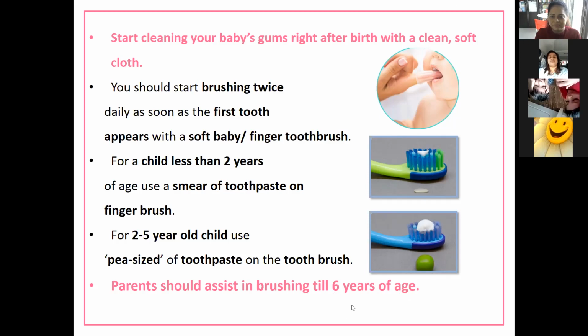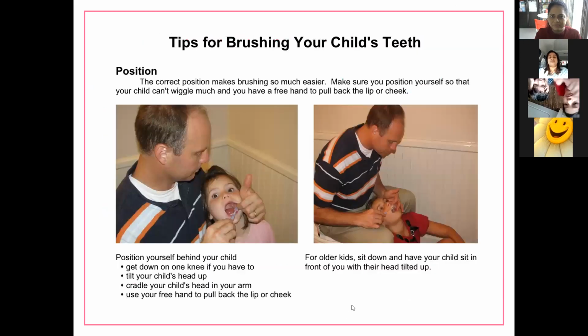Okay, now there are many children who don't like brushing at all, and as a parent you must be having doubts about how to assist your child in brushing. So the next slide will help you to understand how you can assist your child to brush. There are various positions in which we can hold the child. You can hold the child in front of you, you can stand behind the child, you can retract the cheek of the child and do the brushing for the back teeth. You can raise the lip of your child and you can brush the front teeth.